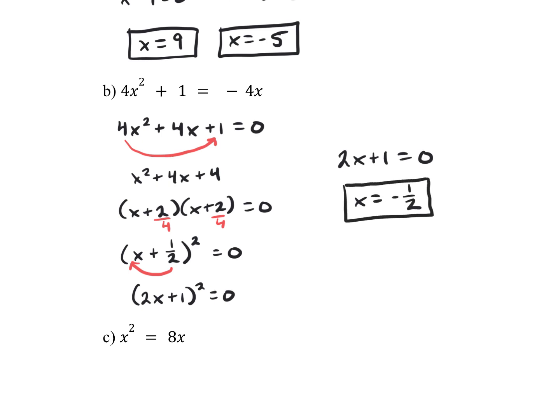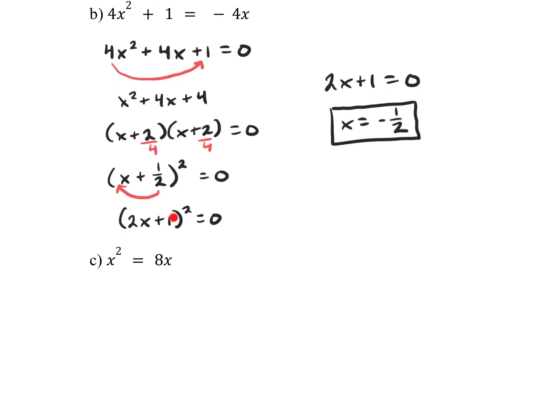So here I do have a single answer instead of two different answers. Because it's a single factor being squared, we would call this a double root. But we will only write a single answer here. So again, if you would like to write out each factor twice, that's fine, but we're only going to provide a single answer for this problem.